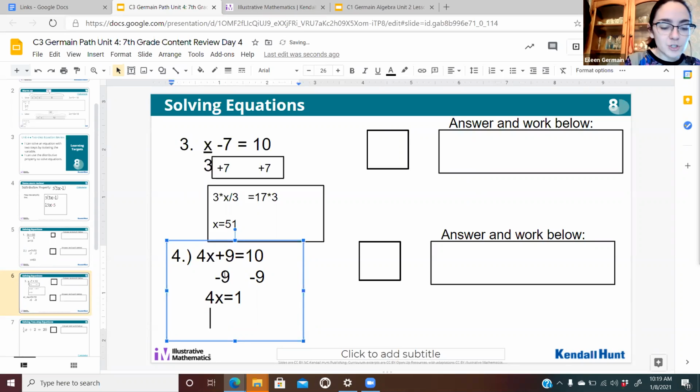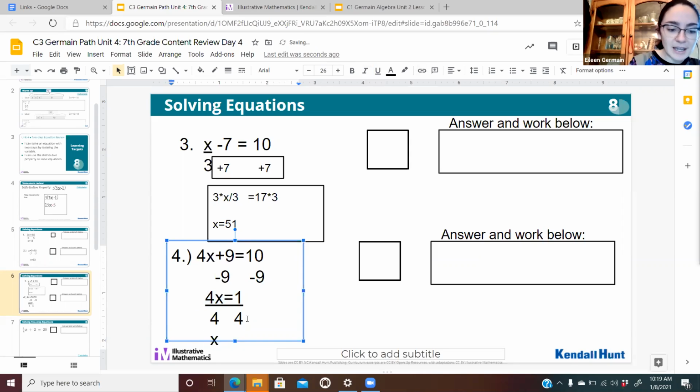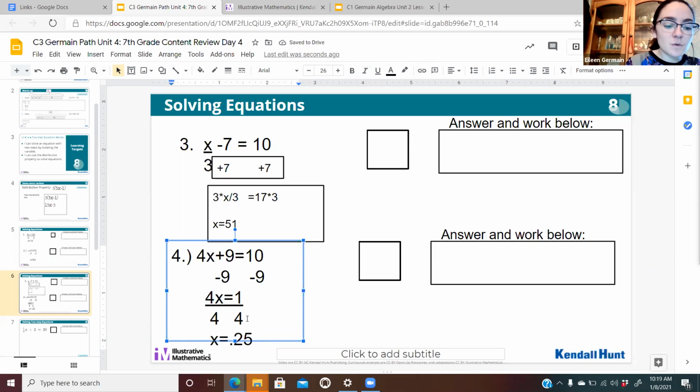Okay. So then she divided by 4 on each side. Very good. And then how did you get that final answer there? I used the calculator and did 1 divided by 4 and got 0.25. Okay, so we could say x is equal to 0.25, right? Or if you wanted to write it as a fraction, we could write it as 1/4.